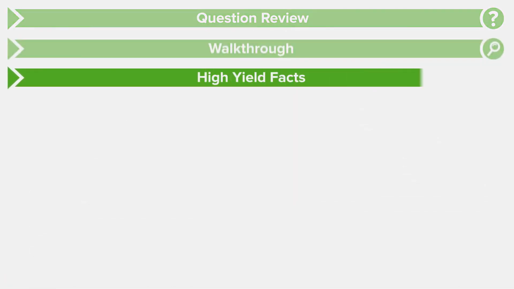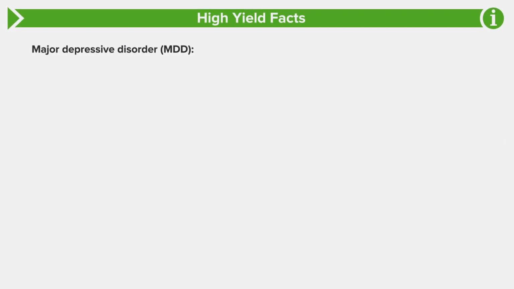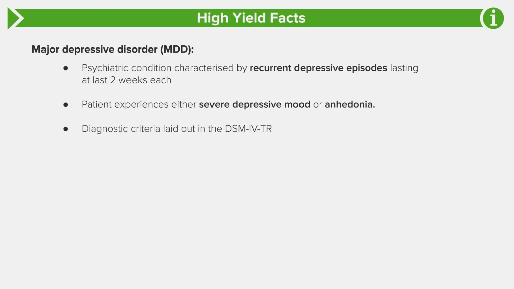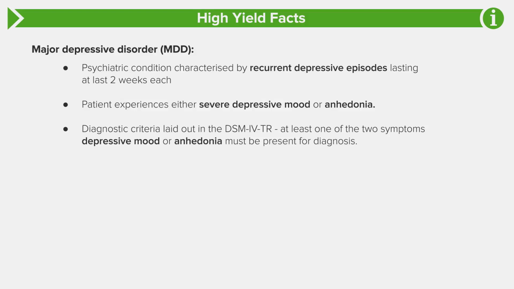Now let's go through some high-yield facts that we've learned from this question. Let's talk about major depressive disorder. Major depressive disorder is a psychiatric condition characterized by recurrent depressive episodes lasting at least 2 weeks each, during which the patient experiences either severe depressive mood or anhedonia. The diagnostic criteria for major depressive disorder are described in the DSM-4-TR, and it states that at least one of the 2 symptoms of depressive mood or anhedonia must be present for the diagnosis.